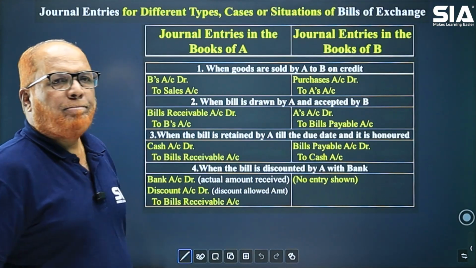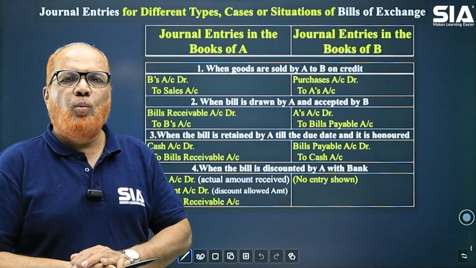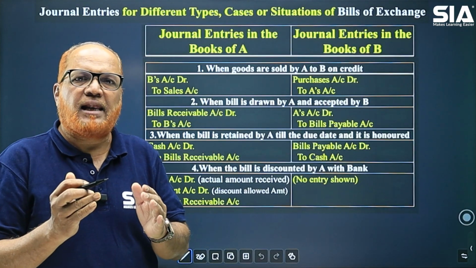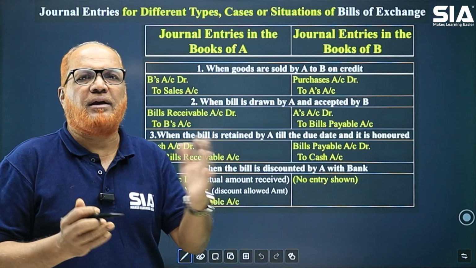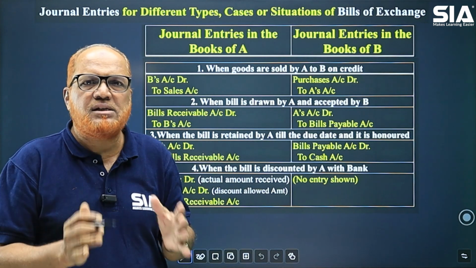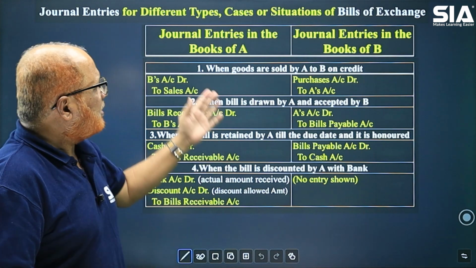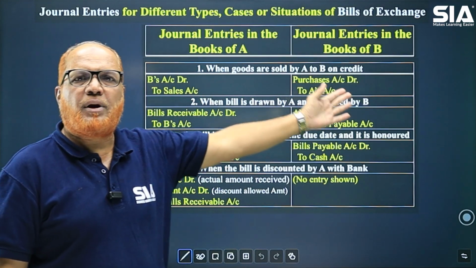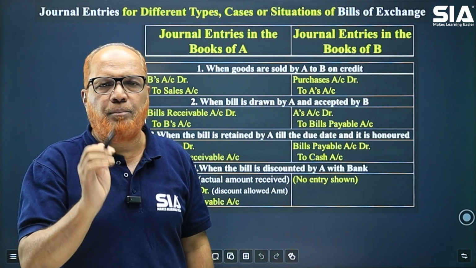Now, see here. I have taken an example where two parties are there, A and B. A is the seller and B is the buyer. So transactions will be between A and B so that you can easily remember. Here, on one part I have taken journal entries in the books of A, and on the second part journal entries in the books of B.